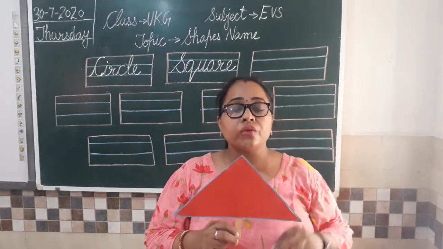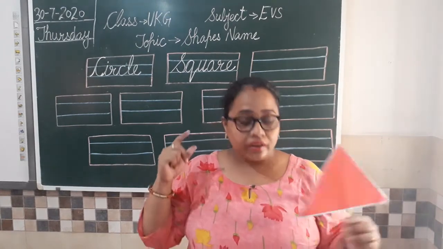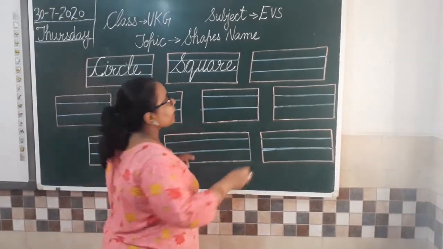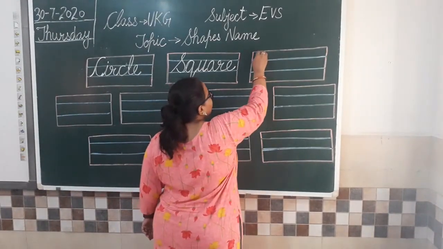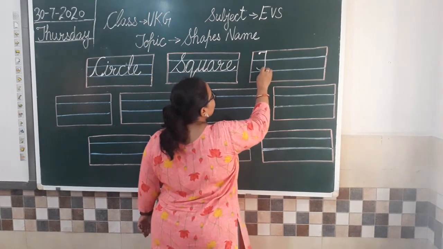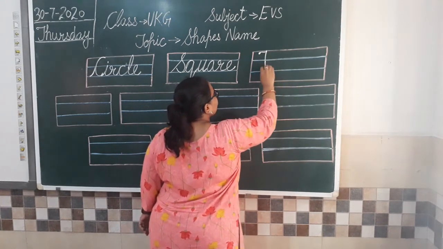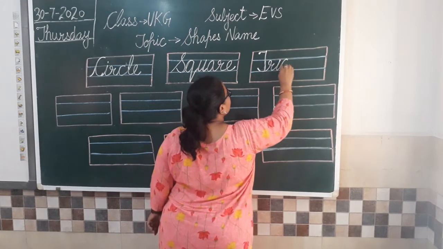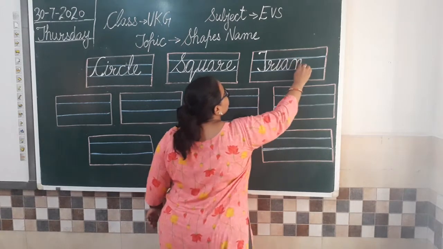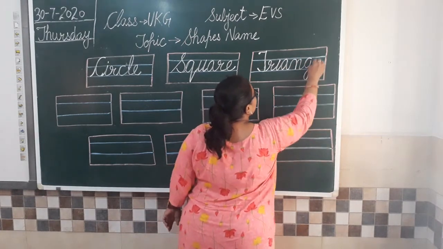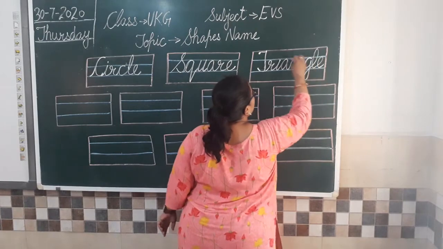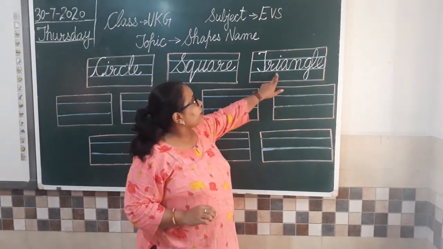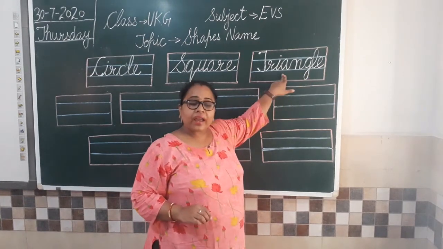Clear? So what are we going to write now? We are going to write triangle. Okay? So let's see. I am going to write triangle. So T. You have to touch this line. T R I A N G L E. So it's a triangle. T R I, tri, angle. So it's a triangle.